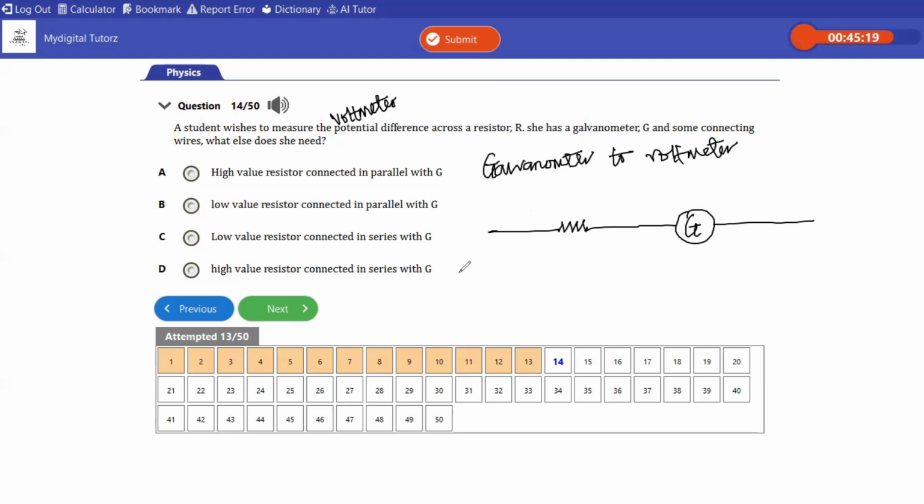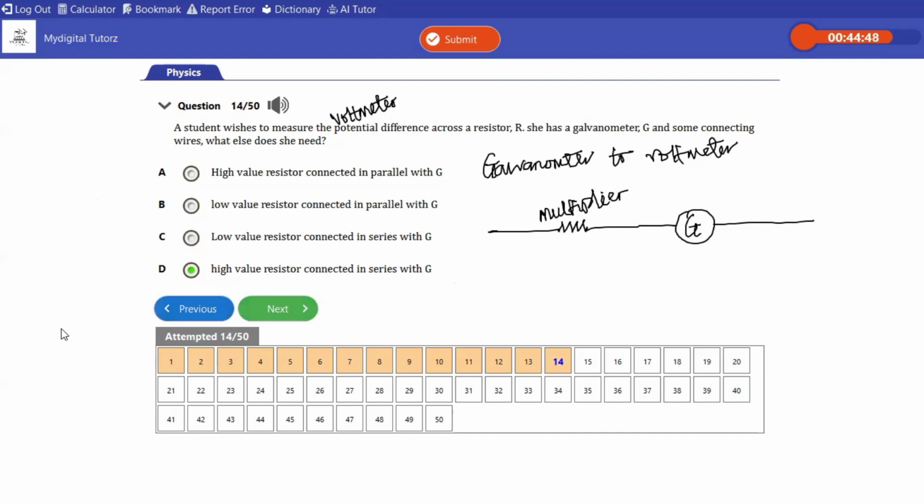So in that case, what is your correct option here? We connect a high value resistor, otherwise known as a multiplier. If it is a galvanometer to an ammeter, what do we do? We connect a low value resistor, otherwise known as a shunt, in parallel with the galvanometer. Please take note of that. So our correct option here in this case is option D, high value resistor connected in series with G, which is the galvanometer.